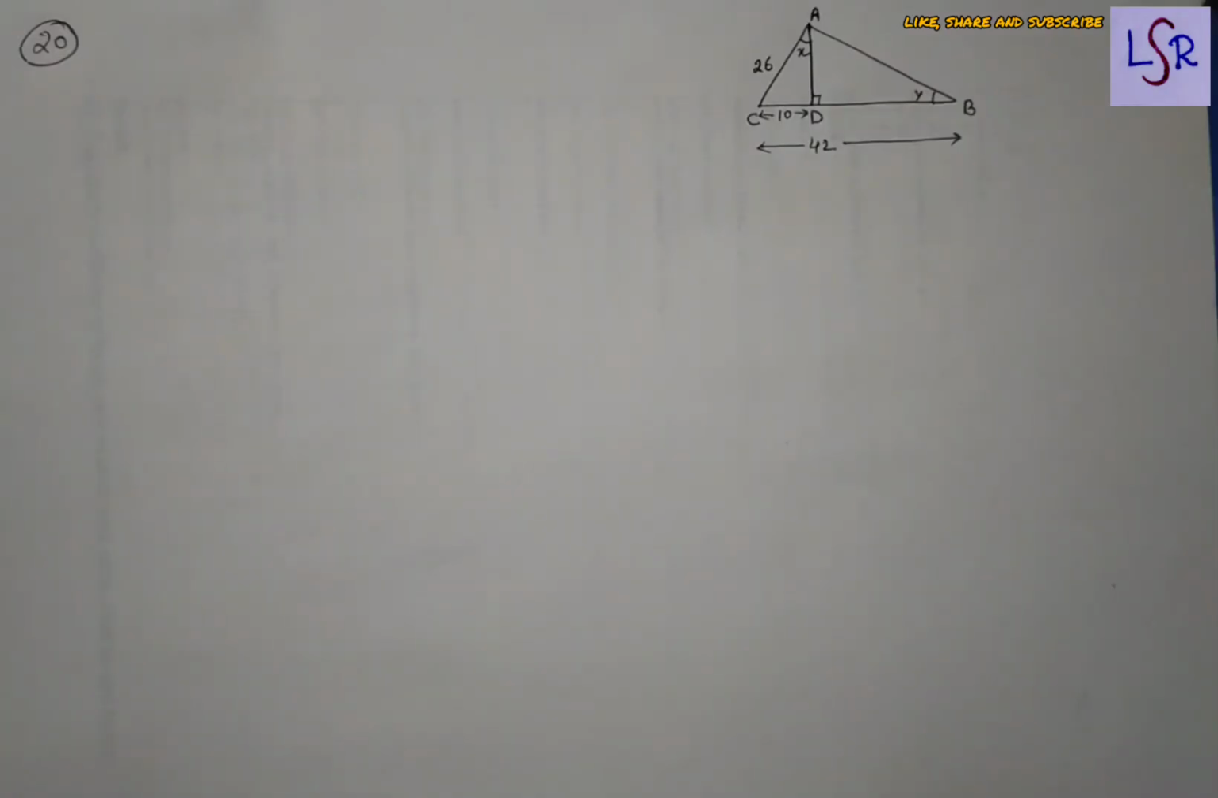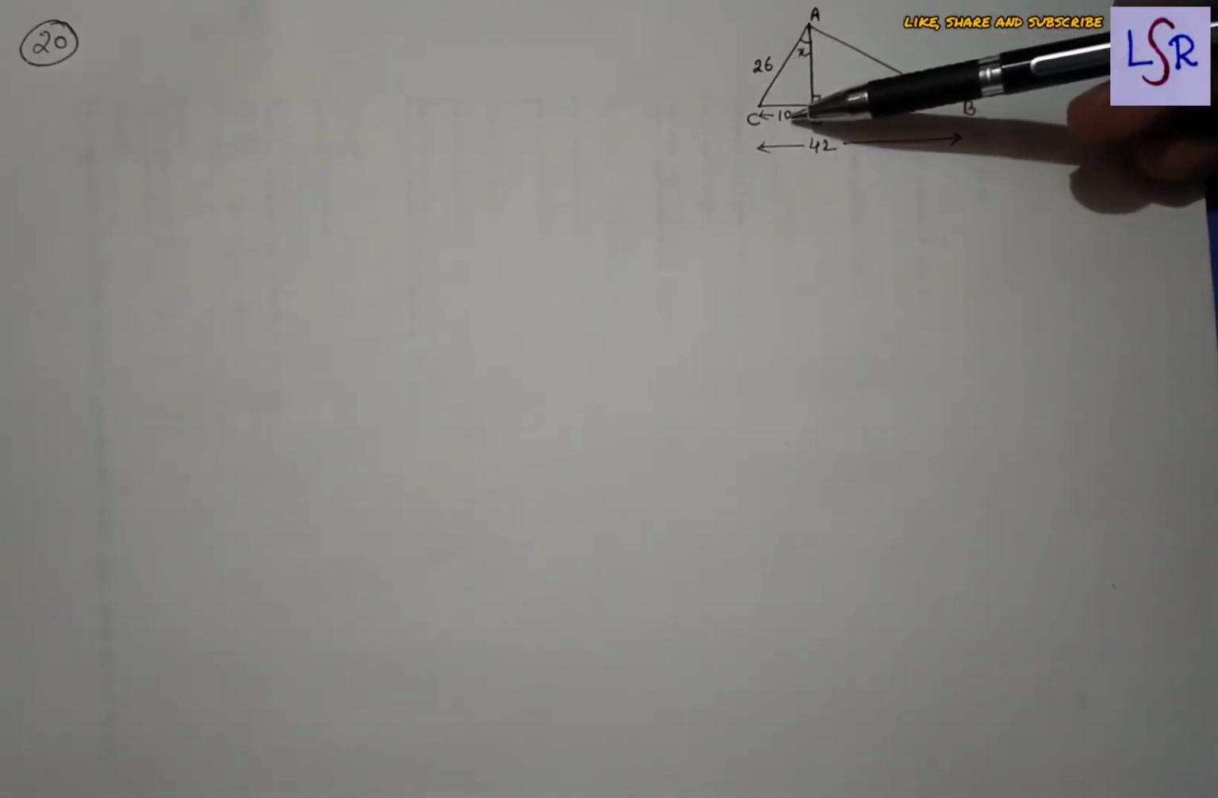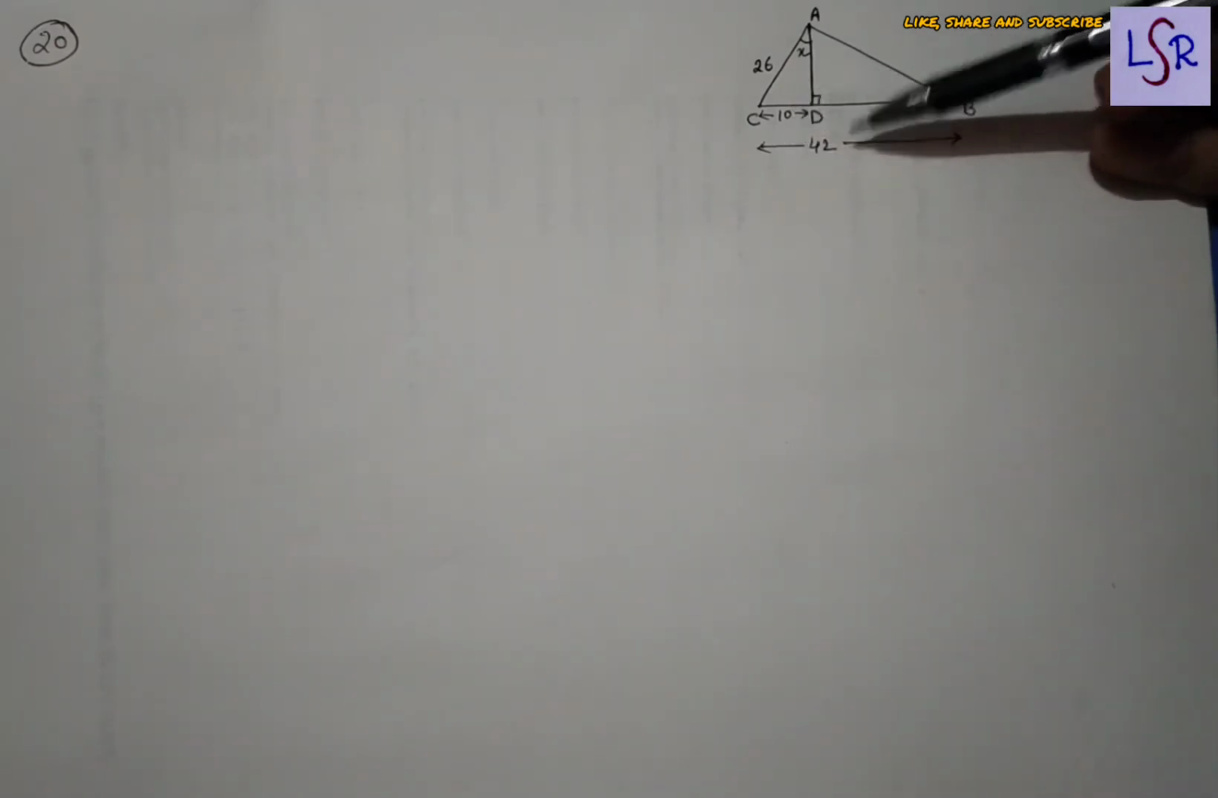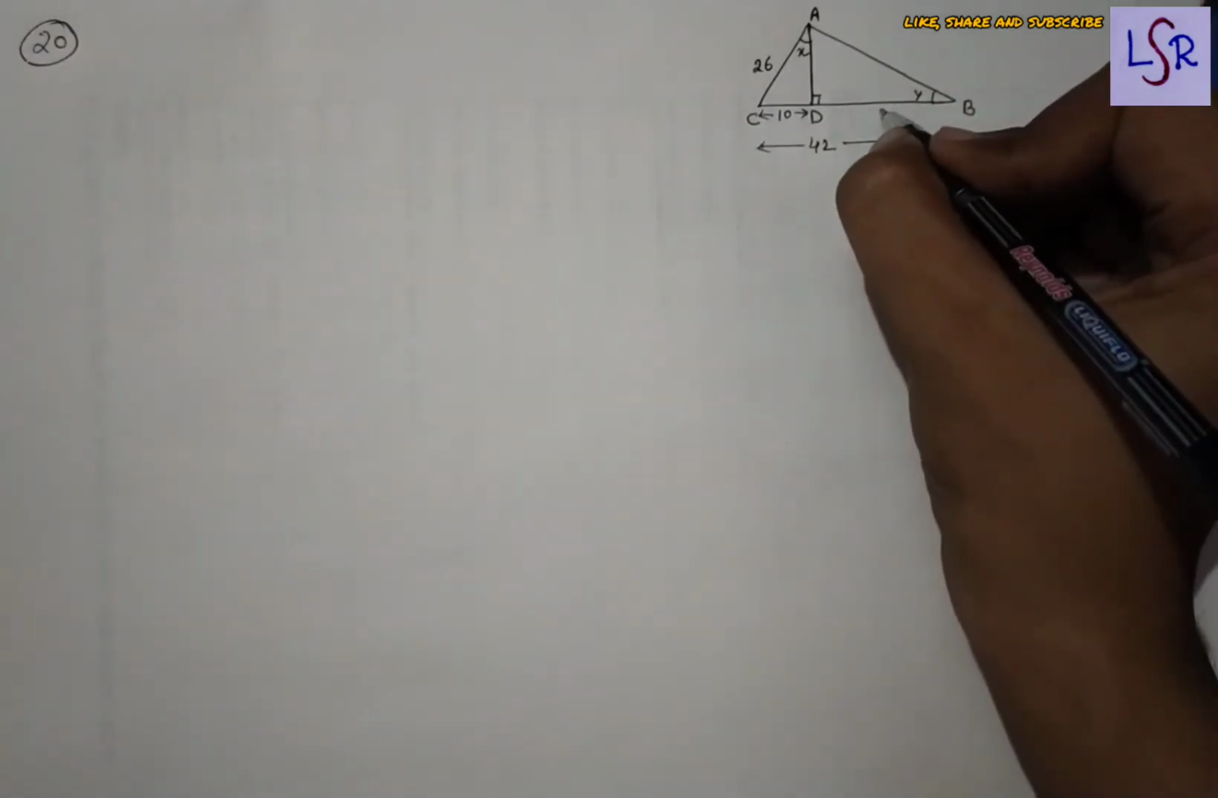Now let's see question number 20. Here in this question we have been given this figure, and here this side is 26, this one is 10, and this whole is 42. As this one is 10 and this one is 42, so this remaining BD will be 32.